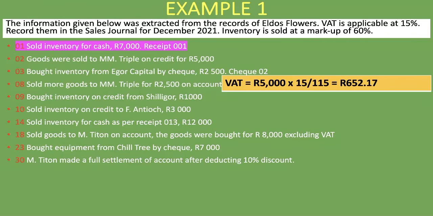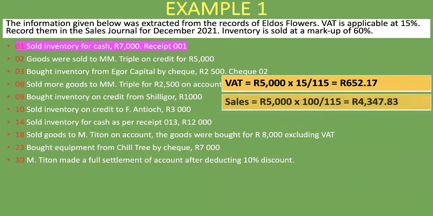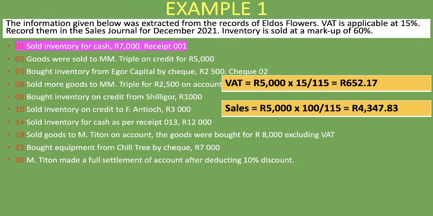Now let's calculate the amount for the sales. We're going to take the same 5,000 Rand multiplied by 100 divided by 115. Remember, this 5,000 Rand that we are charging the customer includes VAT, but sales must not include VAT. Your sales amount must not include VAT. So we take 5,000 Rand times 100 divided by 115, and it gives us 4,347 Rand 83 cents. So remember, when you are calculating your sales amount, you take 100% divided by the 100% plus the VAT percentage, which is 115%. Okay, that's very important.